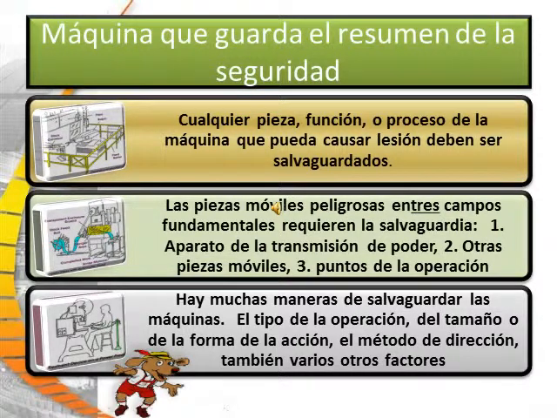Machine guarding safety summary. Any machine part, function, or process which may cause injury must be safeguarded. Dangerous parts fall into 3 basic areas which require safeguarding: power transmission apparatus, other moving parts, and the point of operation. Lastly, there are many ways to safeguard machines: the type of operation, the size or shape of the stock, the method of handling, as well as a number of other factors which will contribute to the safeguarding of machines.